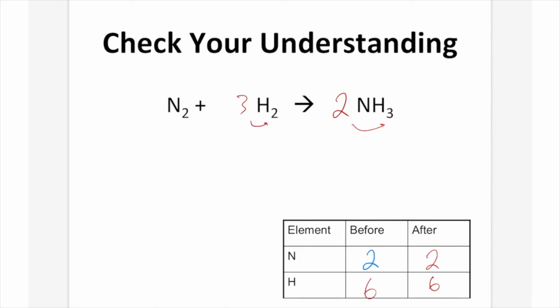So now we're balanced. We have 2 nitrogens, 1, 2, and 1, 2. So nitrogens are good. And our hydrogens, 3 times 2 is 6, 2 times 3 is 6. So our hydrogens are good too.